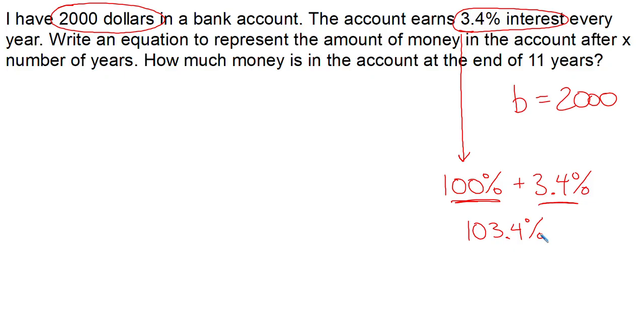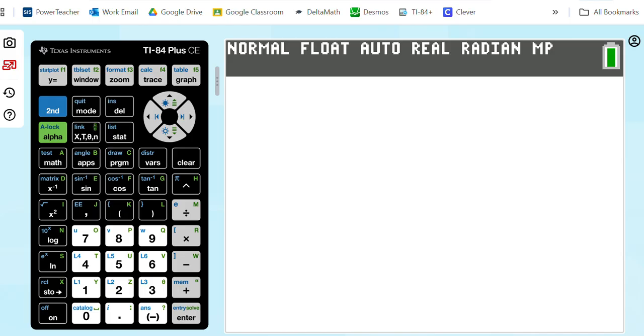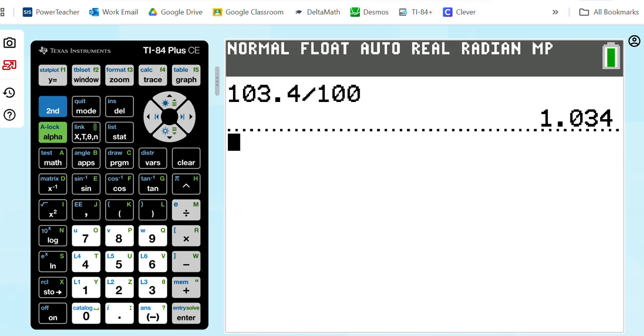And then in order to turn that into a decimal that we need for our equation, we have to think about what percent means. Well, percent means per means divided by, and cent means 100. So 103.4% just means 103.4 divided by 100. Now, if you need to, you can use the calculator for that. So I've got the calculator here. We've got 103.4 divided by 100.